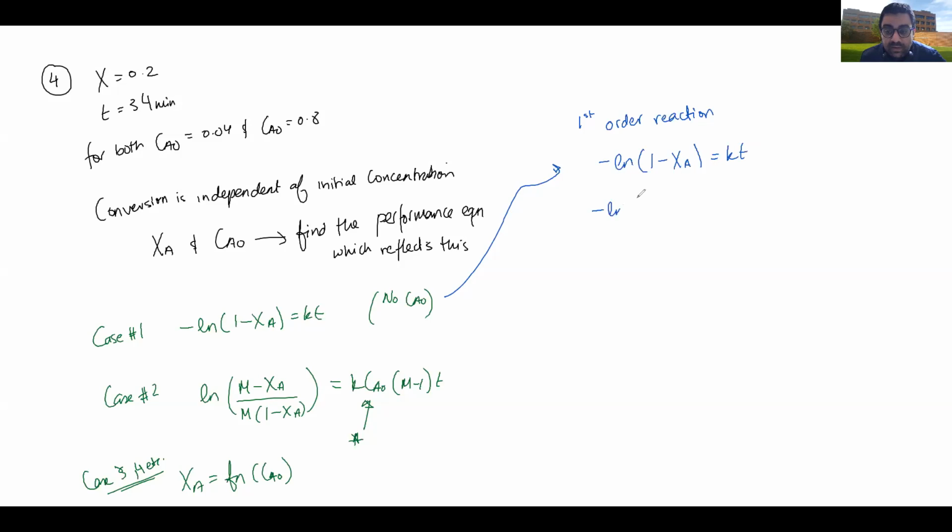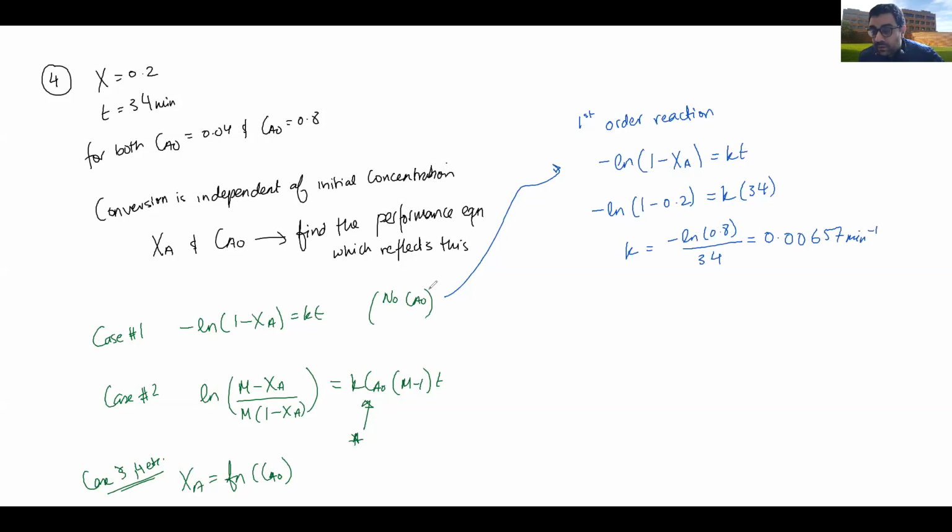So minus ln(1 minus 0.2) is equal to k times 34 minutes. And basically k is equal to minus ln(0.8) divided by 34, which is equal to 0.00657 minute to the minus 1, or 1 over minute. Let me just double check this number.